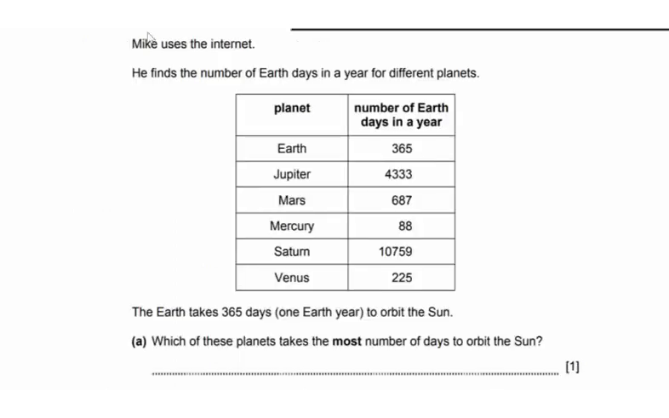Mike used the internet. He finds the number of Earth days in a year for different planets. Planet Earth, Jupiter, Mars, Mercury, Saturn, Venus. The number of Earth days in a year is given here, and the Earth takes 365 days, 1 Earth year, to orbit the Sun. Question A. Which of these planets takes the most number of days to orbit the Sun? 10 seconds from now.